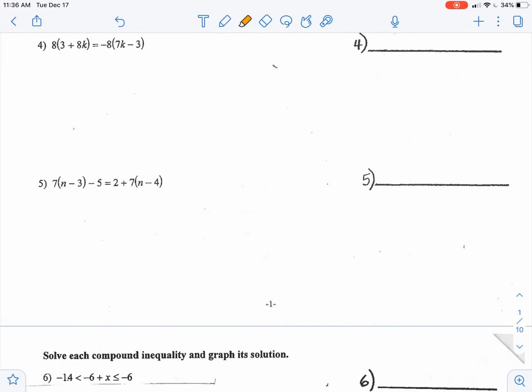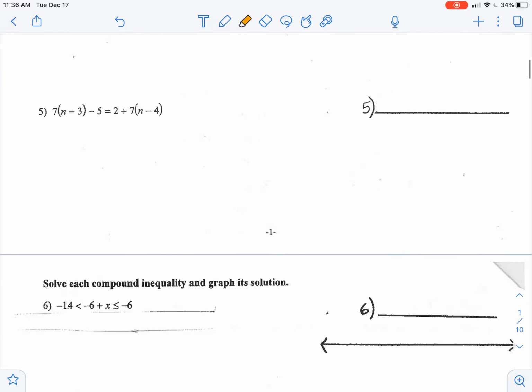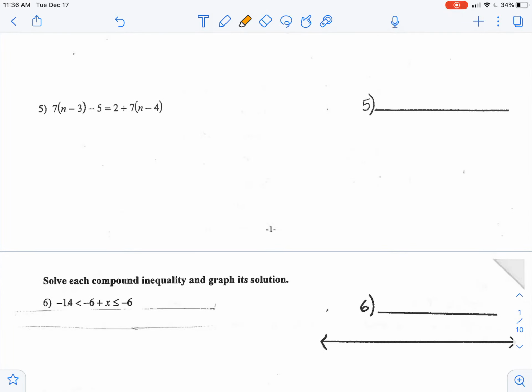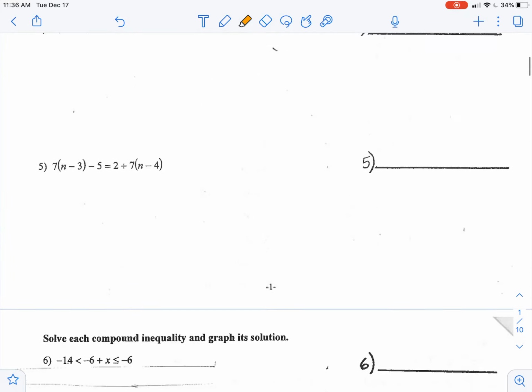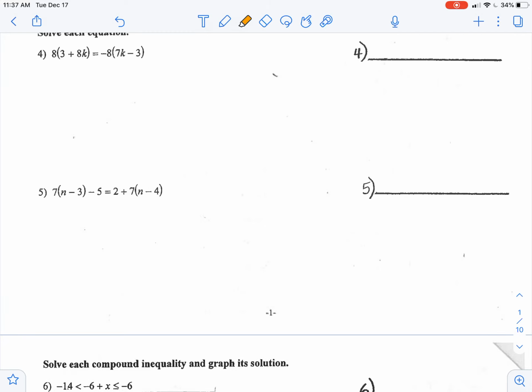Number 5. Now again, remember, at any time you can go back and cursor back and rewatch the video. So number 5, again, you're just solving. So 7 times the quantity n minus 3, and then you're going to subtract 5 from that, equals 2 plus 7 times the quantity of n minus 4. Now, be very careful when you're doing your distributive property, and be sure you're showing all your work, moving your numbers from one side of the equation to the other. Pause the video and do your work.